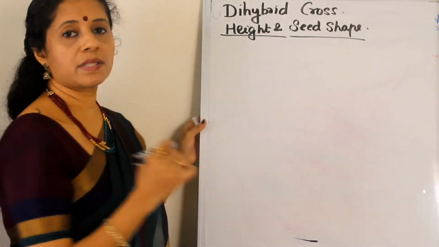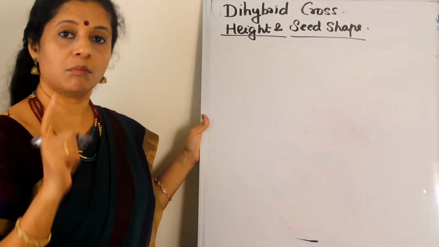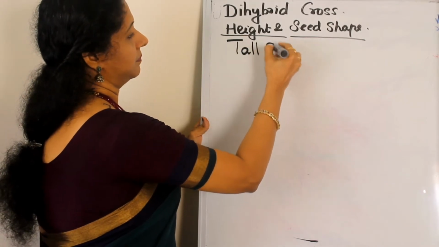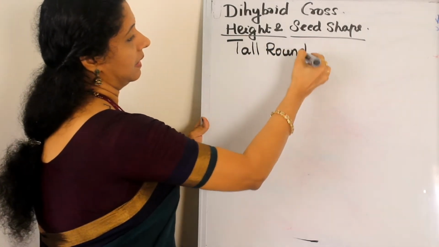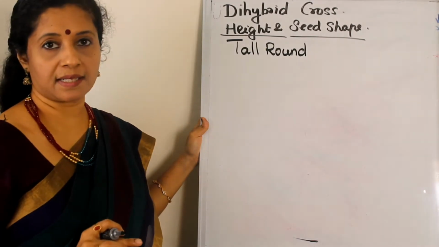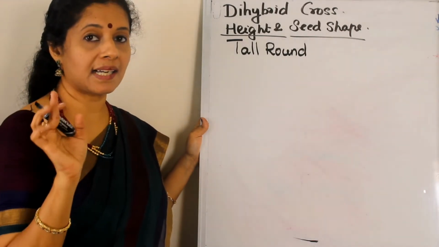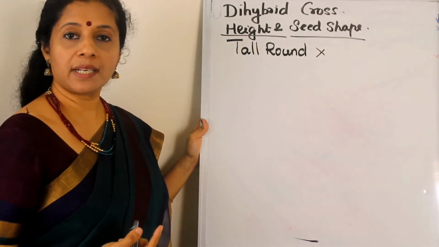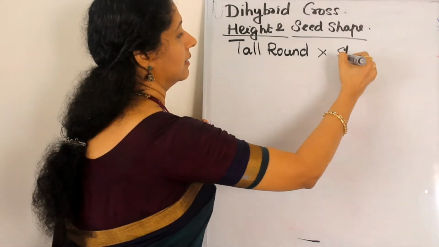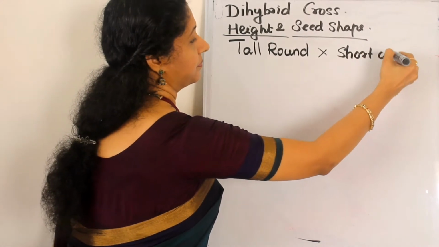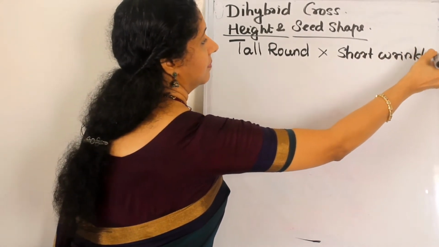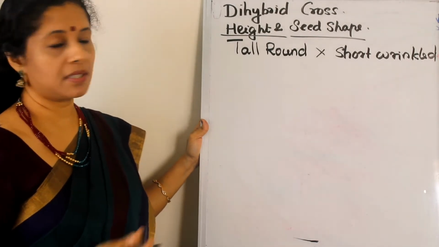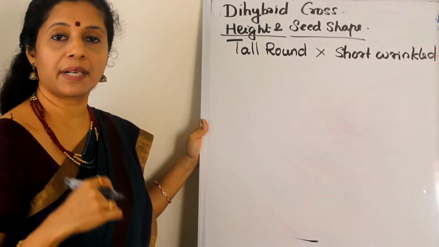So, if we are crossing a tall plant with a round seed, both dominant traits, both dominant traits and homozygous. Homozygous means what? Both the alleles are same. With a recessive, short and a wrinkled seed. Short, wrinkled. This is phenotype, expression. Now we have to write the genotype.